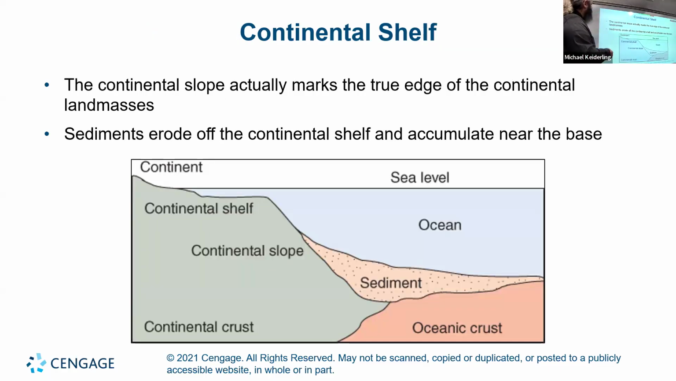So here you have the continent. You have a lower area that's the continental shelf, and then there's this drop off at the continental slope into the actual oceanic crust, and then there's a pile of sediment there. So the continental slope actually marks the true edge of the continental landmass, and sediments erode off the continental shelf and accumulate near the base.